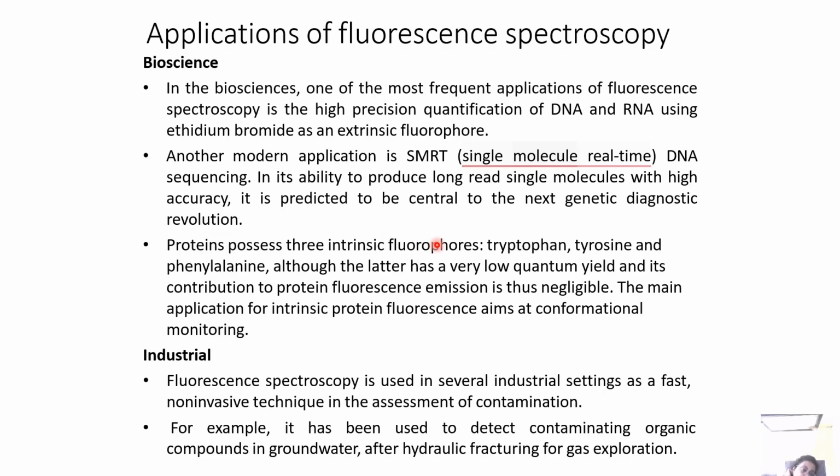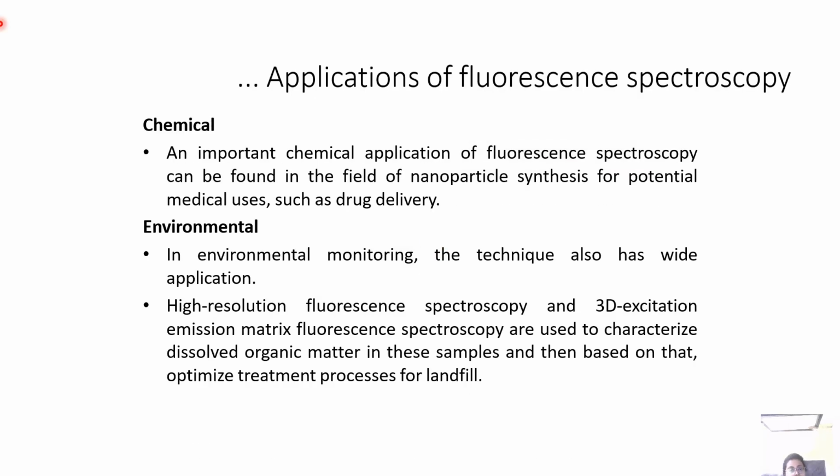For industrial applications, it is used in several industrial settings such as a fast, non-invasive technique in the assessment of contamination. For example, it has been used to detect contaminating organic compounds in groundwater after hydraulic fracturing for gas exploration. In chemicals, an important chemical application of fluorescence spectroscopy can be found in the field of nanoparticle synthesis for potential medical uses such as drug delivery.